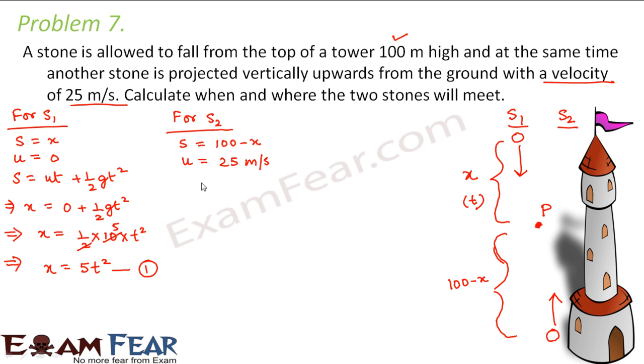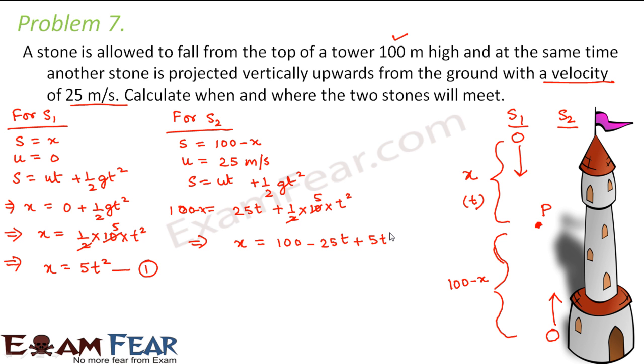So here again, let us write down the equation, which is S is equal to ut plus half gt square. So this can be written as 100 minus x is equal to 25 into t plus half into 10 into t square. So this is 2 5s are 10. So we can write it as x is equal to 100 minus 25t plus 5t square. So this is my second equation.